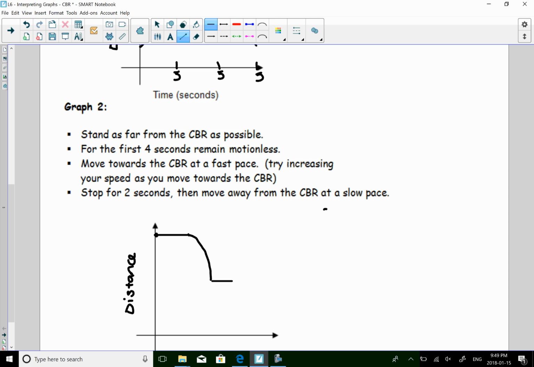So it's a straight line. And then we moved away from it. So we went back further from a distance at a slow, steady pace. So this is us standing far away from it. This is motionless. This is moving towards it at an increasing speed. And this is moving away at a slow pace.